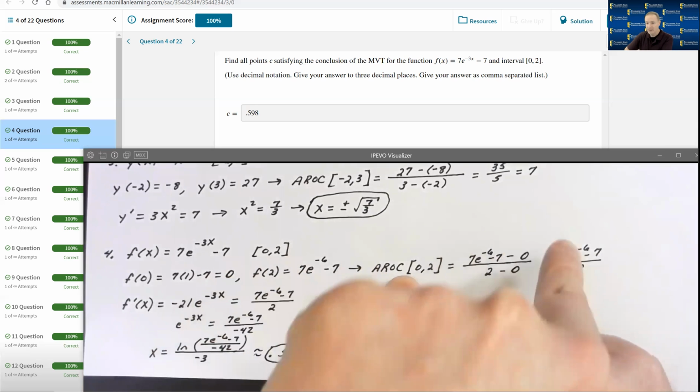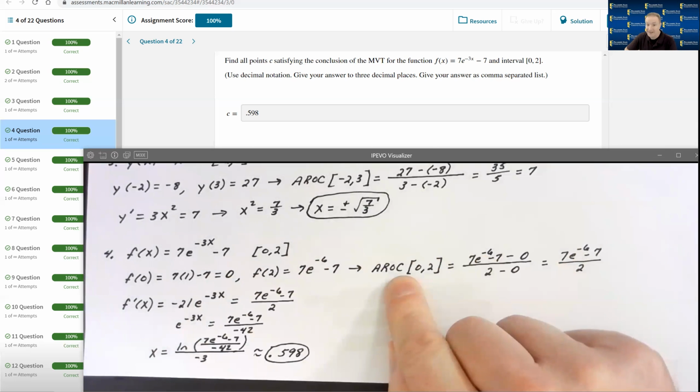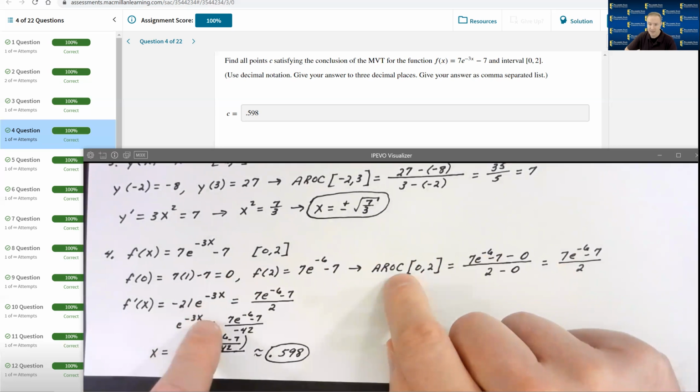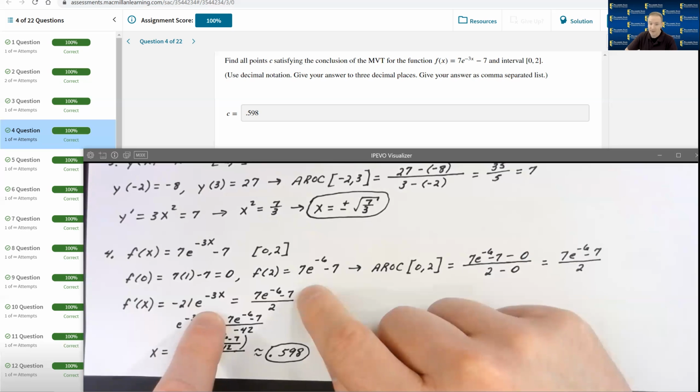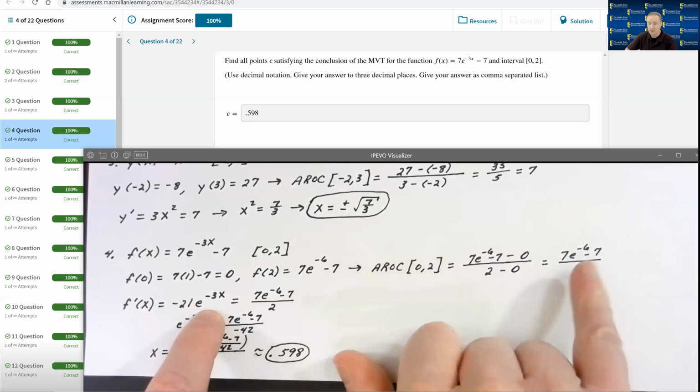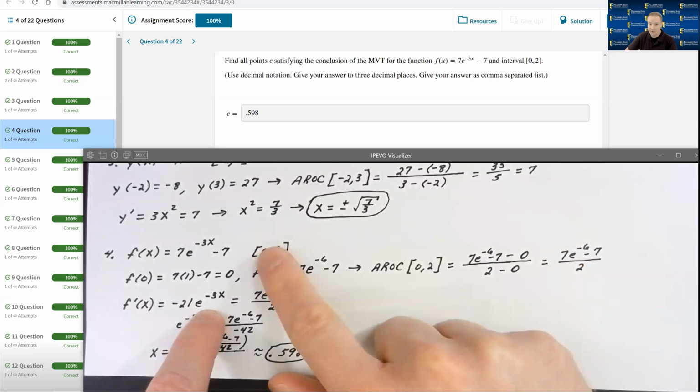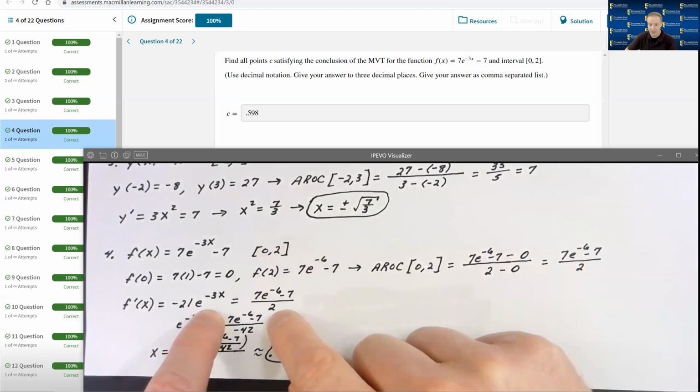So I knew my answer was this for now, and that's the exact slope for the average rate of change, 7e to the negative 6 minus 7 over 2. Now my goal is to take the derivative and show that it is equal to this slope for some x value between 0 and 2. That's what the mean value theorem stipulates.